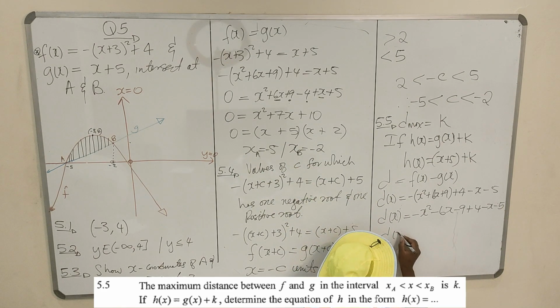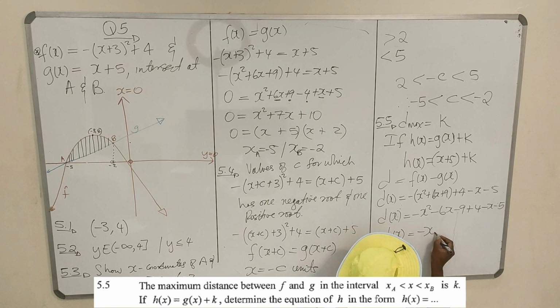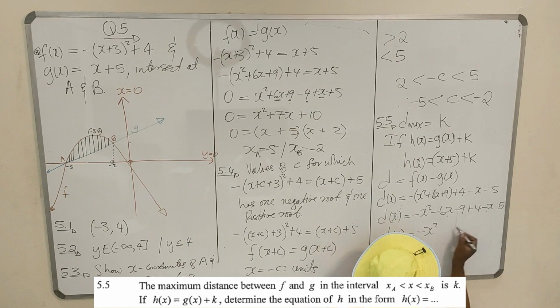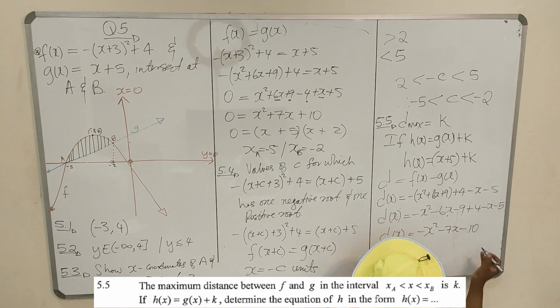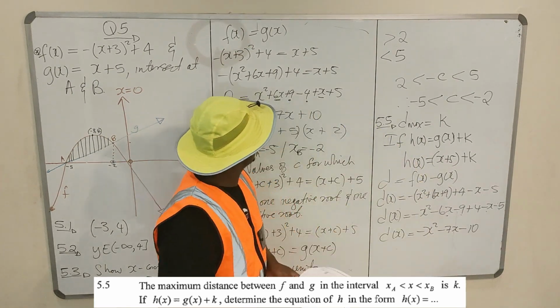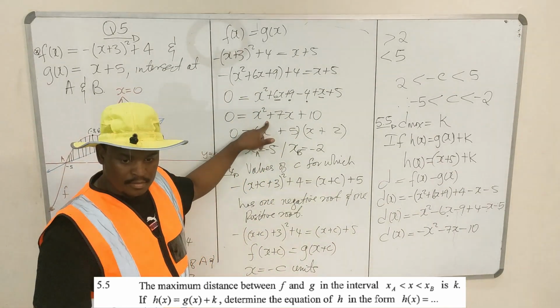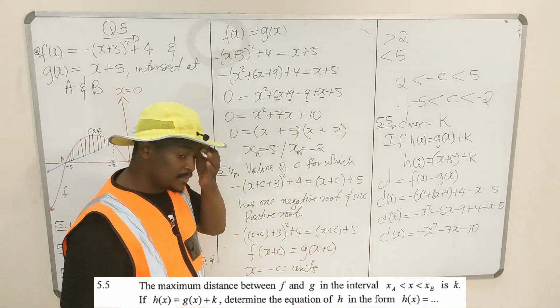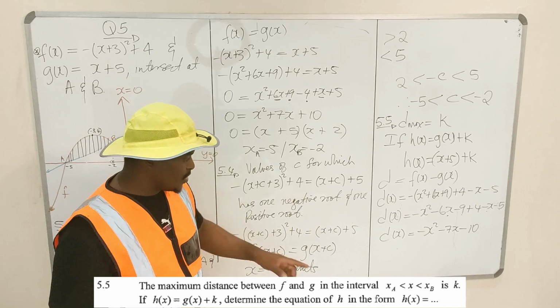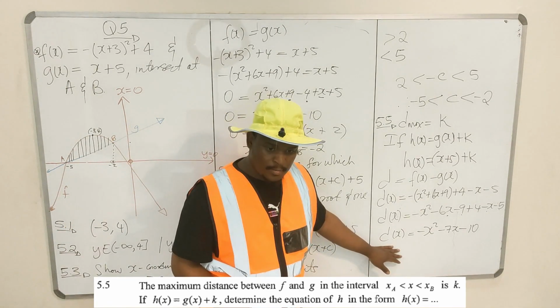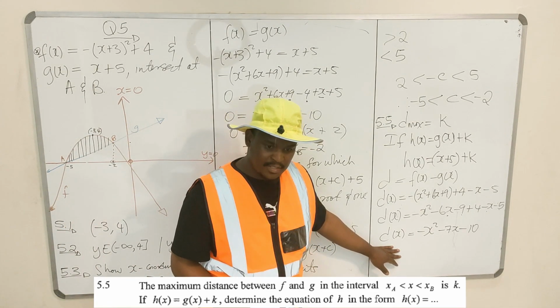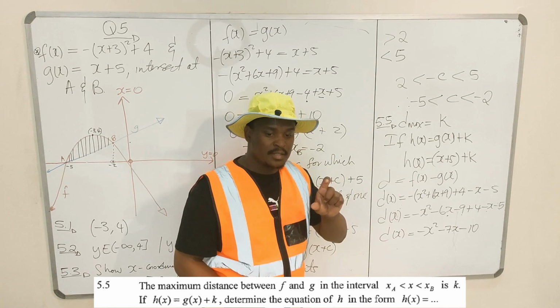So d of x is equal to negative x squared, this and that is minus 7x, minus 9 plus 4, it's minus 10. Which is what I'm saying, that's going to be the opposite of this. No, this is just the distance, not the maximum distance. Just the distance between the functions.